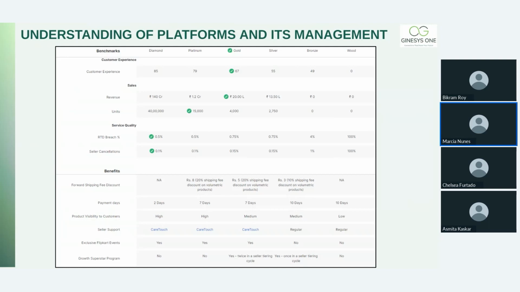Once every benchmark is met, we will be able to see a green tick mark, which also shows the seller the next tier that they are able to achieve if all of the targets or the benchmarks are met.